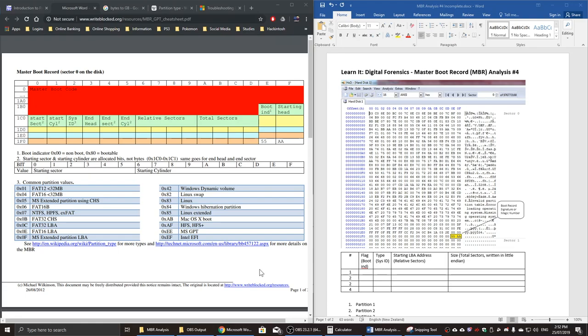MBR analysis is master boot record analysis, and one reason we do this is so that we can identify how many partitions there are in a hard drive provided in a forensic instance. We can ask questions such as: are there any anomalies with the partitions, are all the partitions present and accounted for, or is there any abnormality or modification with these partitions?